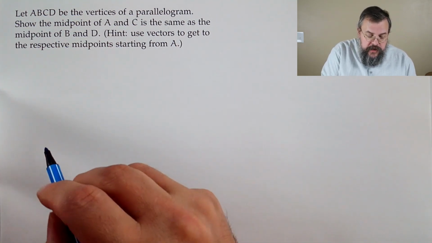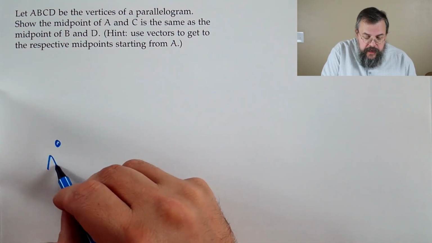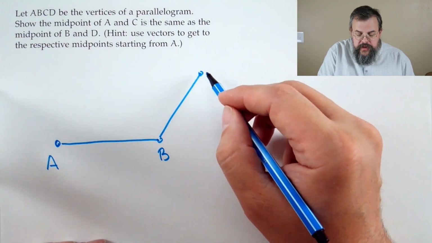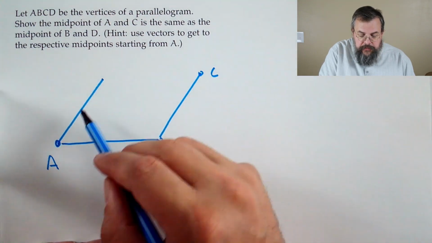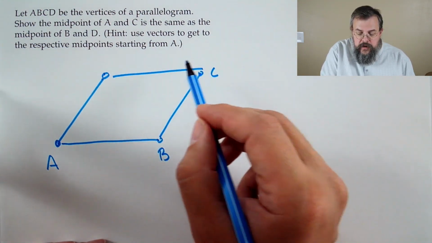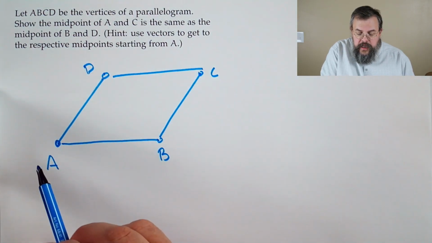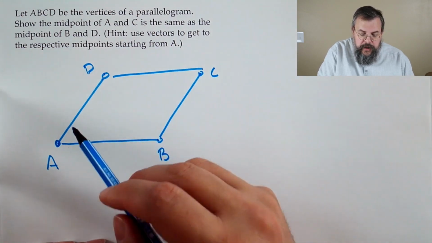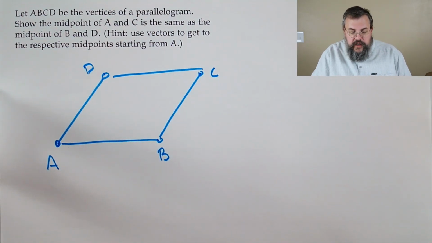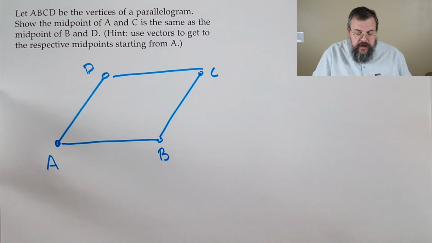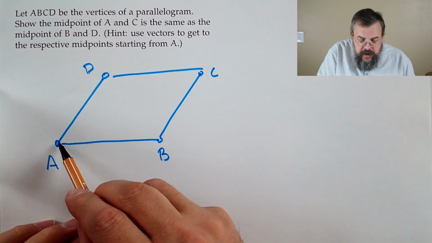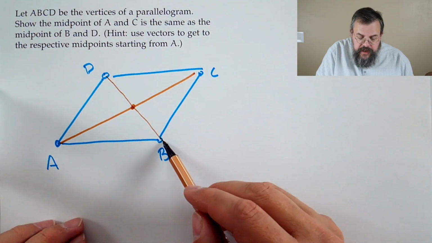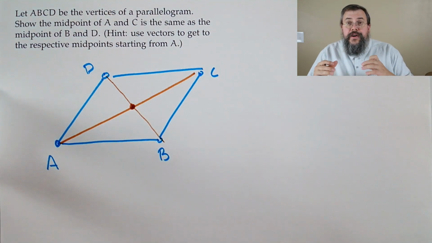Well, let's draw ourselves a diagram. We have A, over here is B, and then we go up, there's C, and it's a parallelogram. And so we have the sides are equal. A, B, parallel over here, and these sides are parallel as well. So what's our goal? Well, our goal is to look at the midpoints. So we want the midpoint of A and C, this right here, to match the midpoint of B and D. So that's what we want to argue.